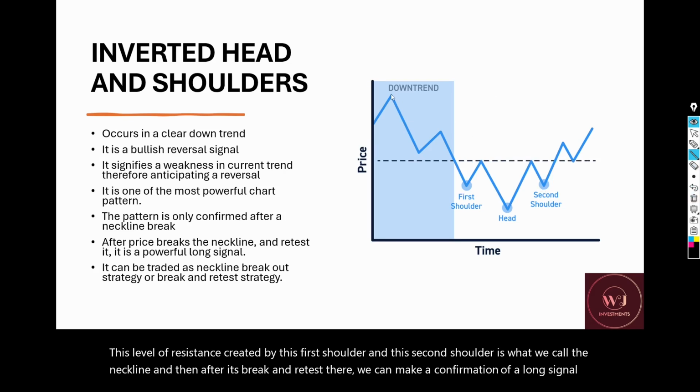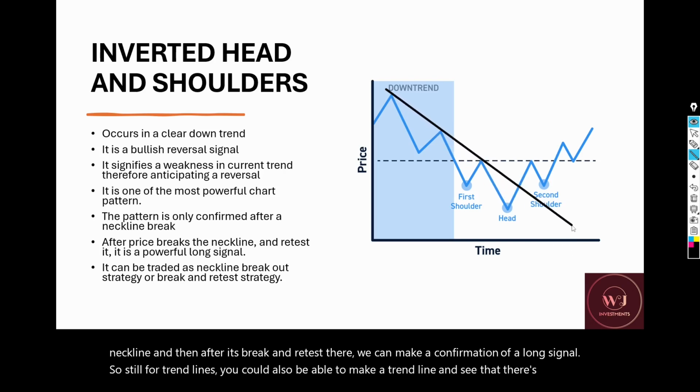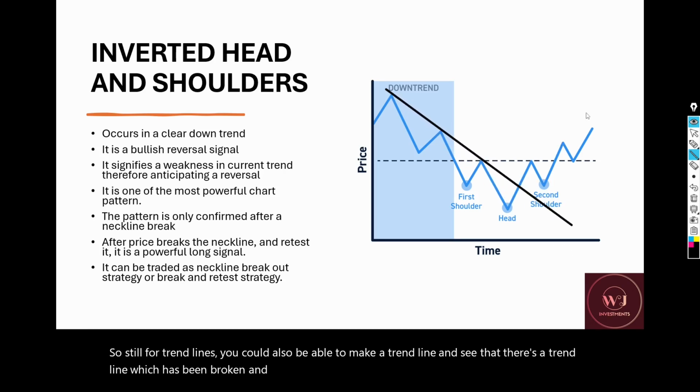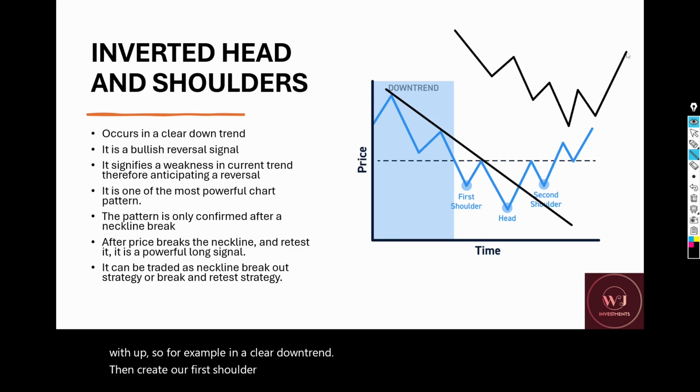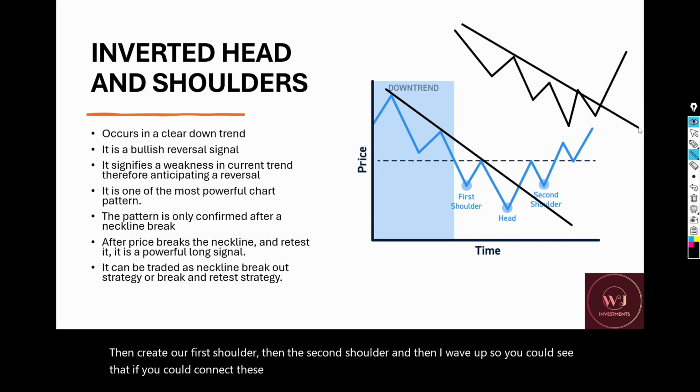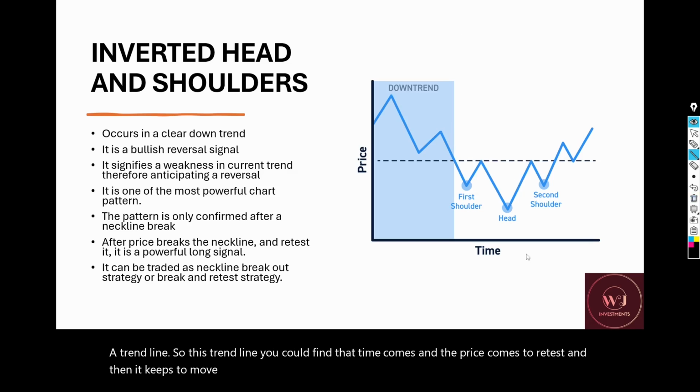So still for trend lines, you could also make a trend line and see that there's a trend line which has been broken and then later on retested, and then we could also catch a wave up. So for example, in a clear downtrend, we create our first shoulder, then a second shoulder, and then a wave up. So you could see that if you connect these points, you make what we call a trend line. So with this trend line, you could find that time comes and the price comes to retest, and then it keeps moving higher. So we are going to be looking at this pattern and how to trade it.